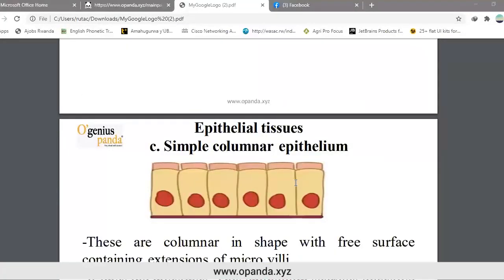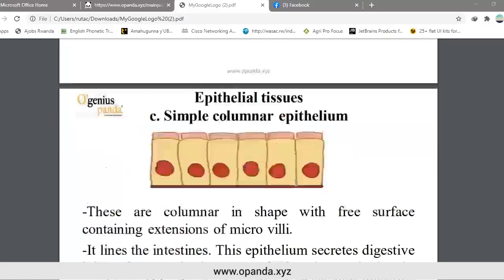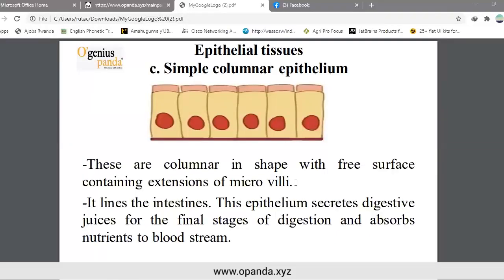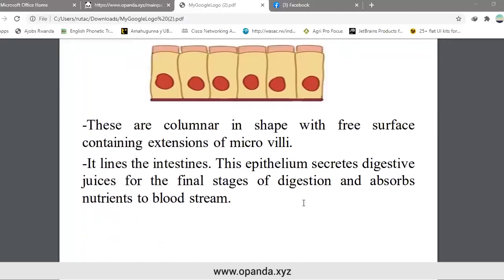We have also simple columnar epithelium, which are columnar in shape with a free surface containing extensions of microvilli. They line the intestines. This epithelium secretes digestive juices for the final stages of digestion and absorbs nutrients to the bloodstream.